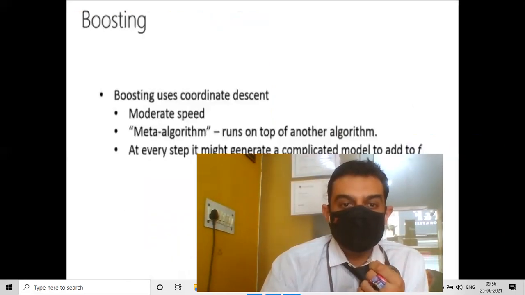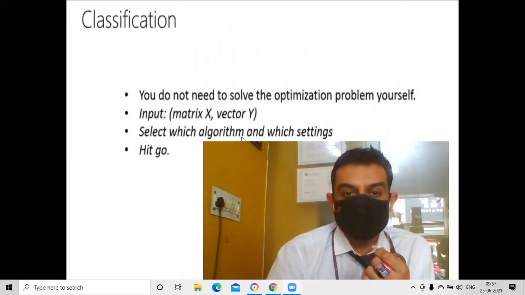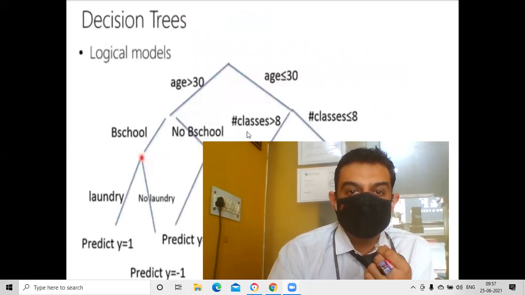So about boosting, boosting is a moderate algorithm. It has moderate speed. It is a meta algorithm. It runs on top of other algorithms. It is a bit complicated. So the good thing again is in classification you don't have to do any calculations. The computer will do it for you. So here we treat features X and then we get vector Y. So just hit and go.